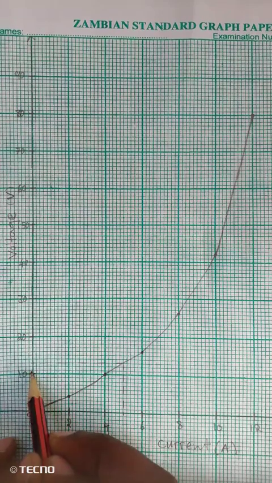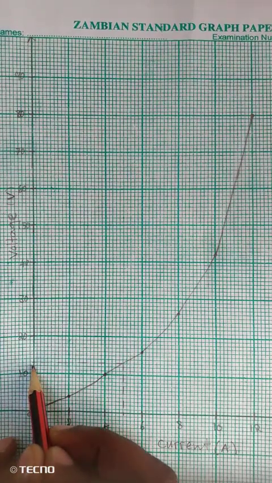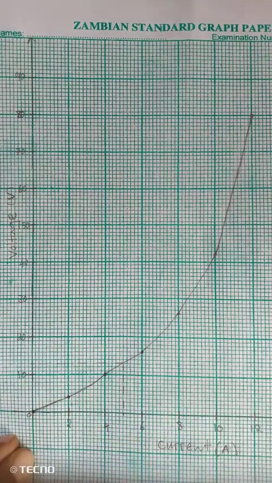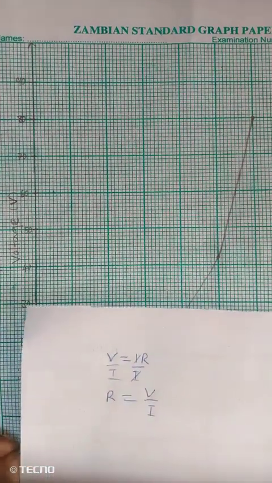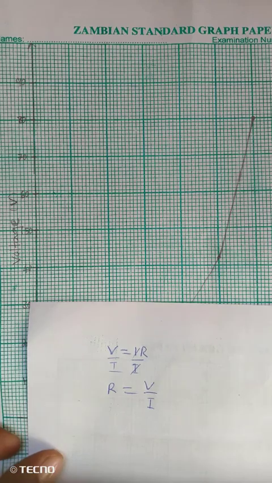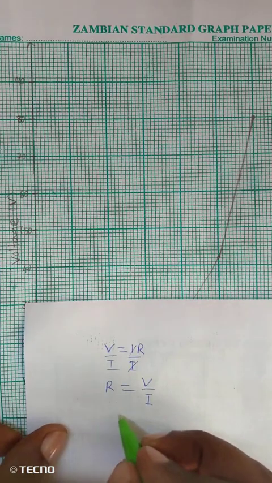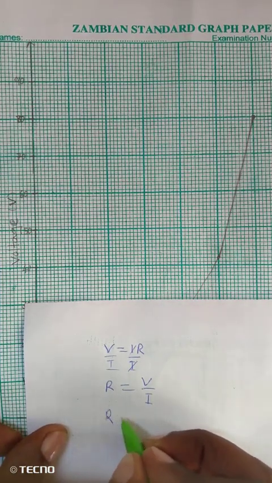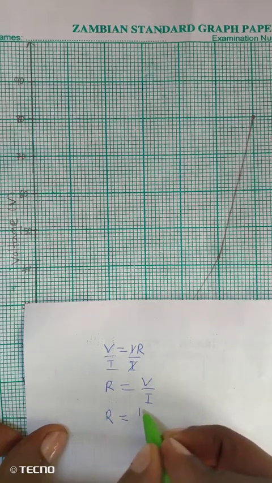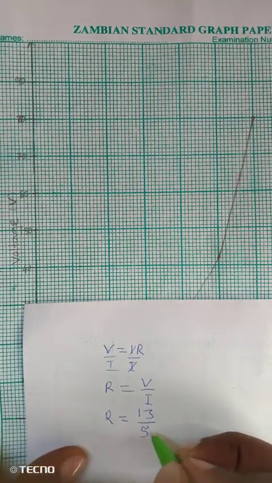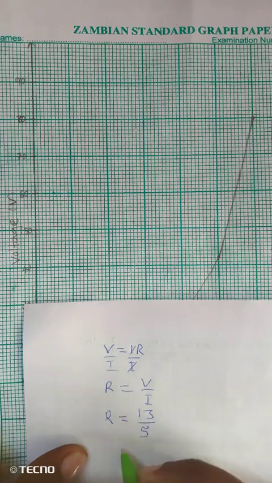So if this is 12, so it is 11, 12, 13. So your voltage there is 13. Then the question is, use the graph to determine the resistance. So you calculate. You say R is equal to 13 over 5. So how many times can 5 go into 13?